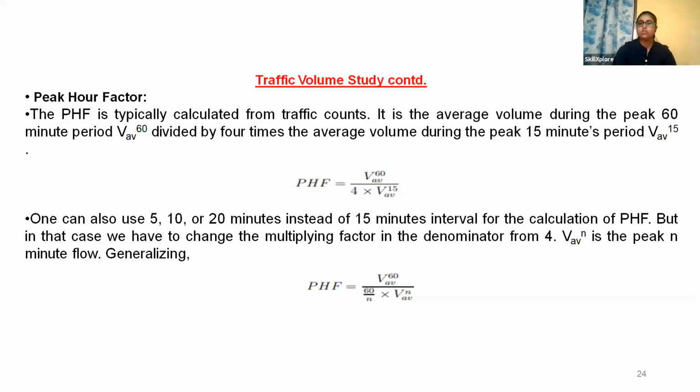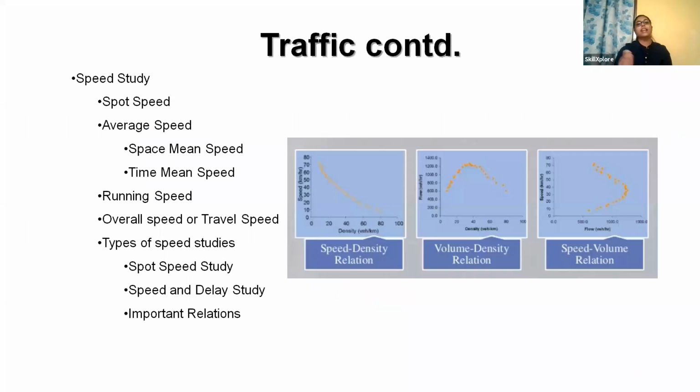And if it is not 15 minutes, we can also change the formula. For example, if they ask for 5, 10, or 20 minutes, you can change the formula accordingly. Instead of 4, you can use 60 divided by n, where n is the number of minutes they are asking. So the formula can be changed as well. You have to check the problems or questions, how they are given. They might not always ask for 15 minutes itself. So you have to check that.